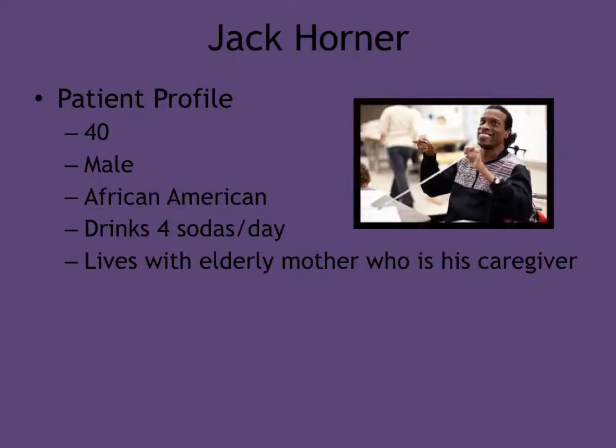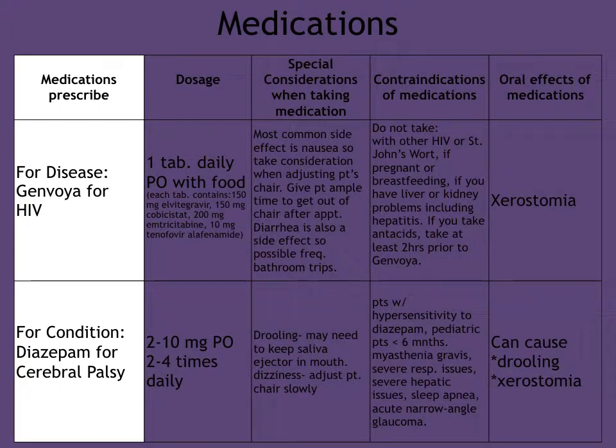Patient profile: Jack Horner, 40-year-old male, African American, drinks 4 sodas a day, lives with his elderly mother, who is his caregiver. Patient medication for HIV is Genvoya. Dosage is 1 tablet daily by mouth with food.